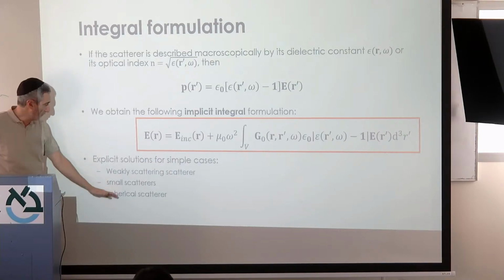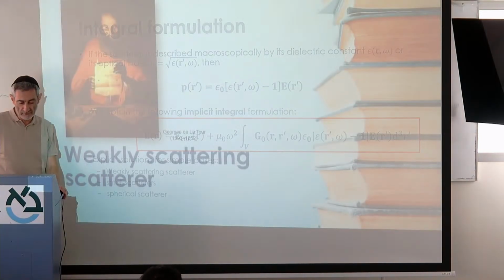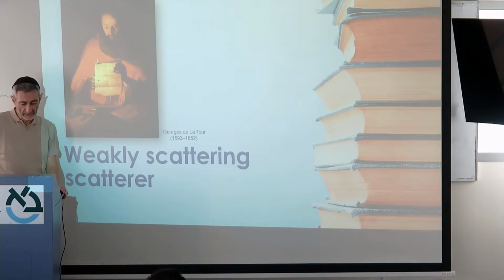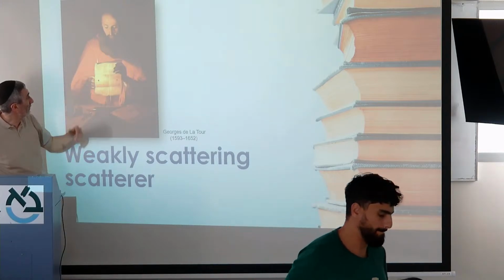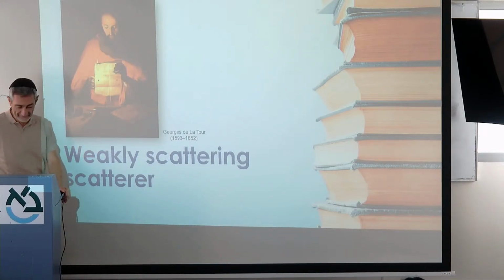So we'll try to go over the simplest cases. Let's talk about weak scattering. You see the piece of paper? That's very nice. It diffuses the light from the back.